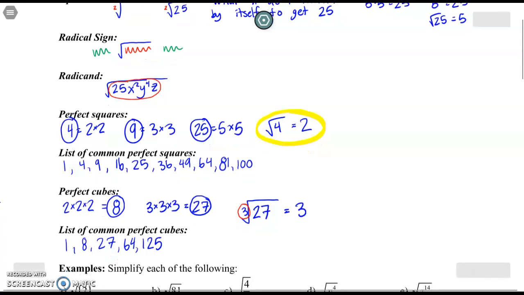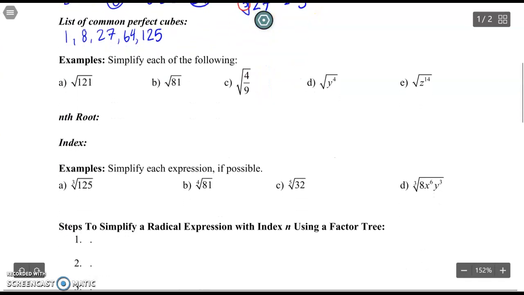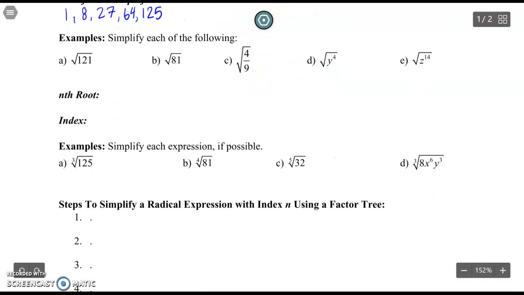So take a couple of examples, take a look at them, and practice. Simplify each of the following. The square root of 121 means, what number do I multiply by itself to get 121? And that is 11, because 11 squared is 121. The square root of 81 is equal to 9, because 9 times 9 equals 81.